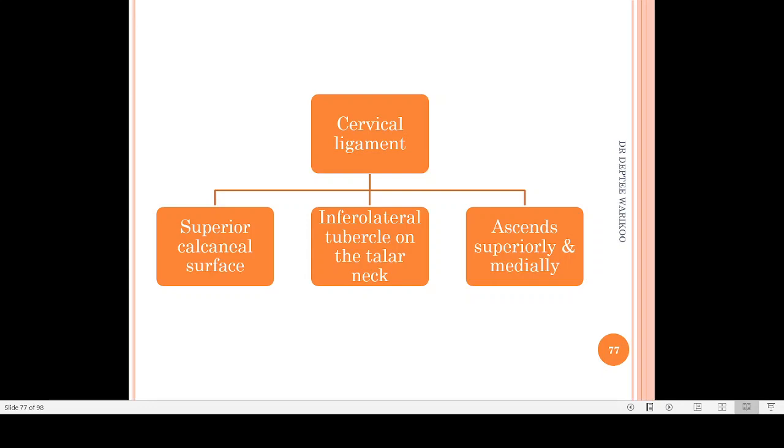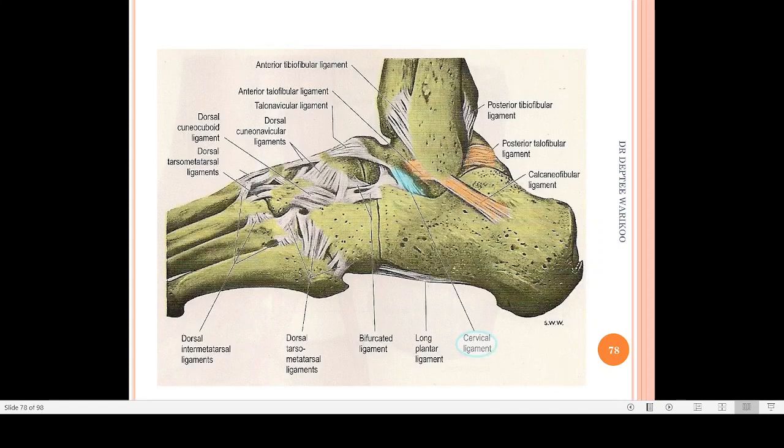We have a cervical ligament from the superior calcaneal surface to the inferior lateral tubercle on the talar neck. It ascends superiorly and medially. So here you could see the ligaments around. This is the cervical ligament we just talked about.